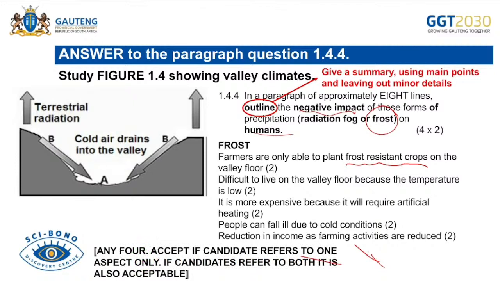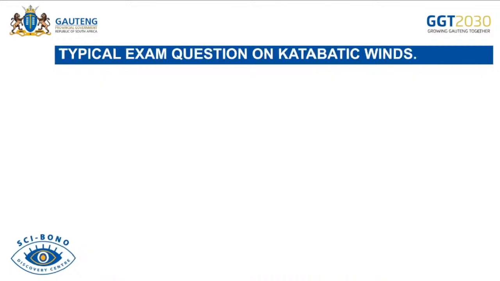Now, if you get an answer like this, you will see that there is more than one option. The examiner and the marker want any four. In this case, they accept any more than frost. Most of the time, half of your answers must be on frost and half of the answers must be on radiation fog. You have to cover both when you answer a question on this.